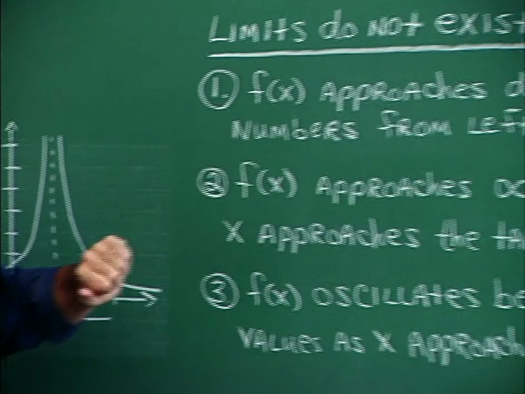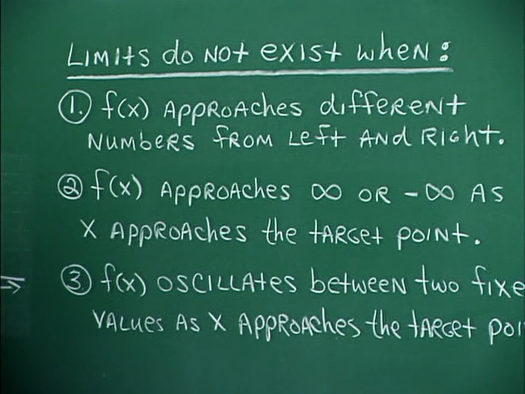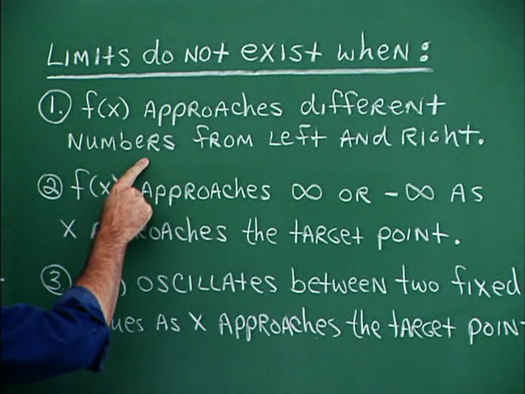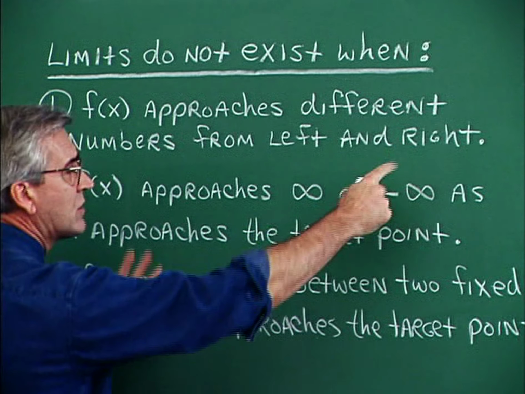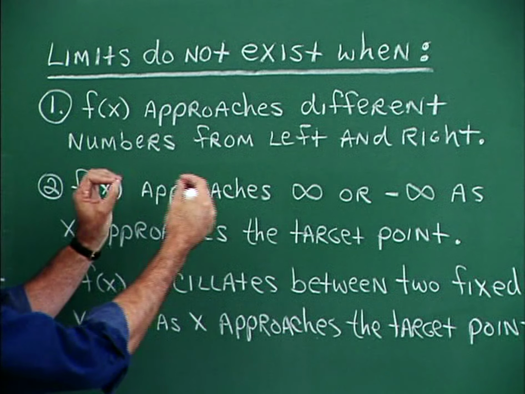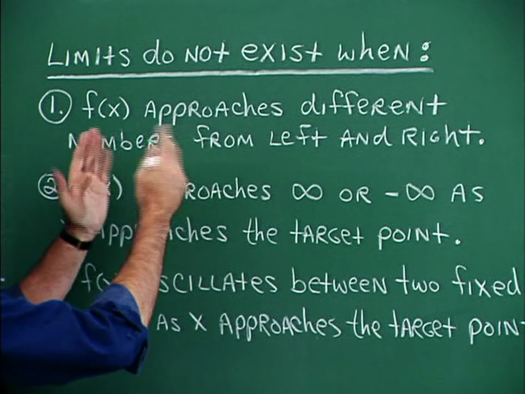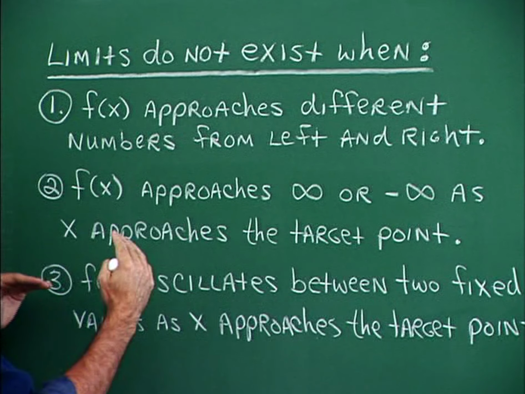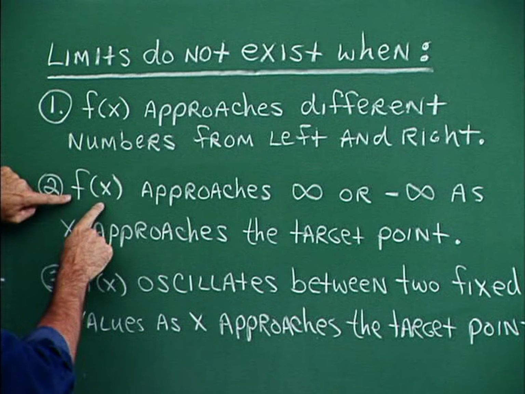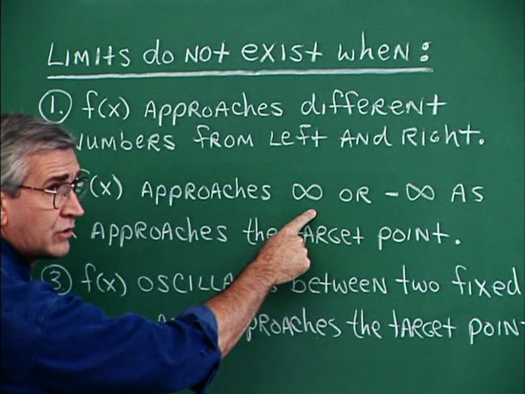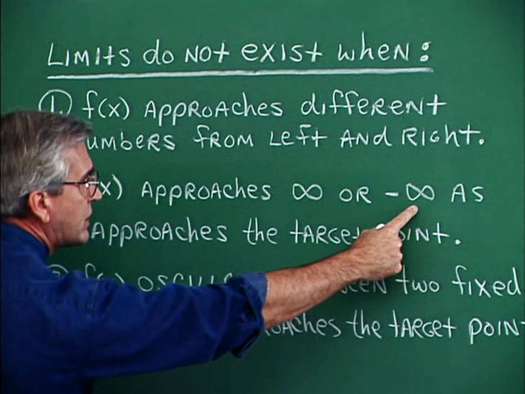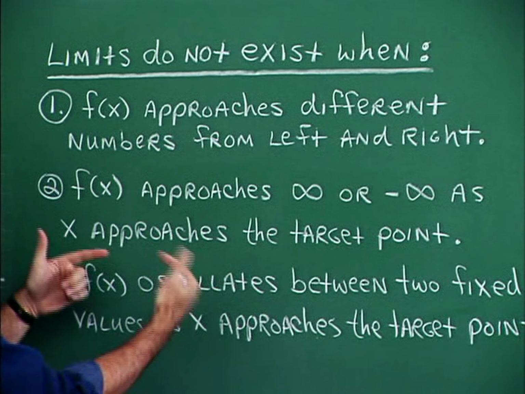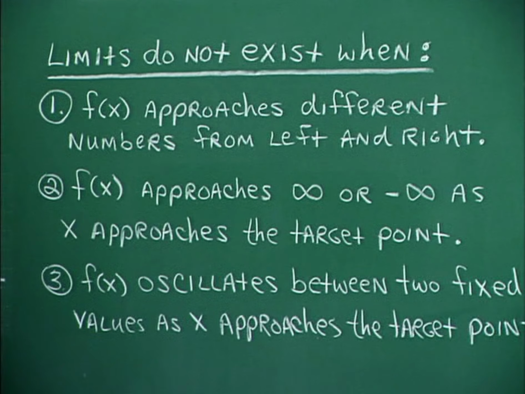Here's a list of all of the situations that we'll be discussing where limits do not exist. Limits do not exist when f of x approaches different numbers from left and right. So when x approaches from left and right, we have different numbers for f of x. We looked at that just a little bit ago. And here we had a situation where f of x approaches infinity, and it's also true for f of x approaching negative infinity as x approaches the target point.